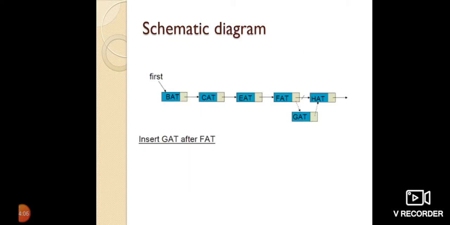Okay, the schematic diagram will look like this. First is the pointer, that is the starting address, and then you'll have the data, then the pointer, then again bat, cat, eat, fat, and now you've inserted the data. The address part of fat will have the address of the node gat, and the address part of gat will have the address of hat, so that this particular connection will be introduced and the original connection will be disconnected.